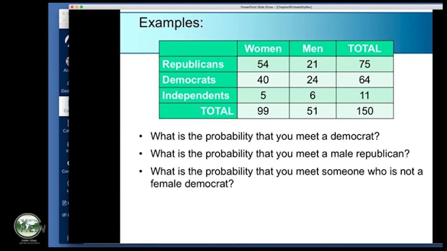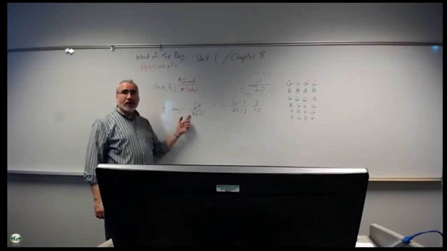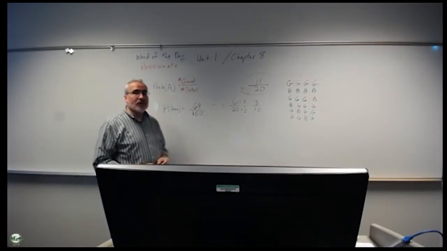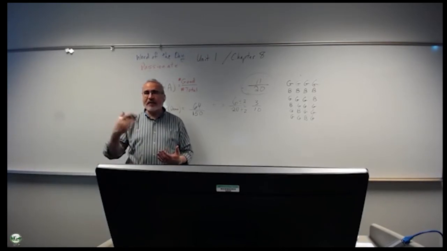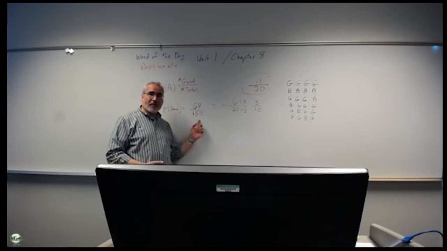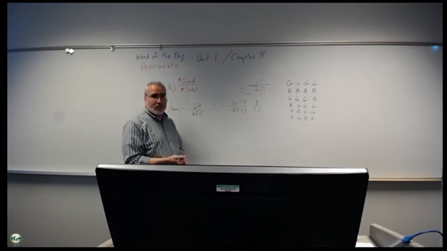So we do this as the probability of a Democrat. How many Democrats are in the room? It's the total, both men and women: 64. We can see that right here. That gives us the fraction 64 out of 150, which again can reduce. When I do probabilities, I like to think of them in percentages, so I don't have to reduce fractions each time. I just take 64 divided by 150, get a decimal, and turn it into a percentage by moving the decimal over 2 places.